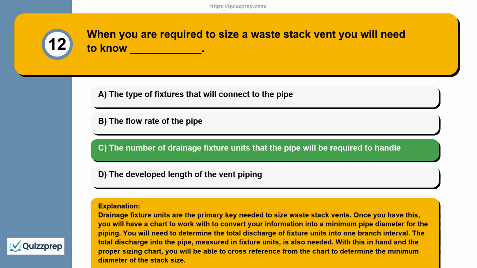Once you have this, you will have a chart to work with to convert your information into a minimum pipe diameter for the piping. You will need to determine the total discharge of fixture units into one branch interval. The total discharge into the pipe, measured in fixture units, is also needed. With this in hand and the proper sizing chart, you will be able to cross-reference from the chart to determine the minimum diameter of the stack size.